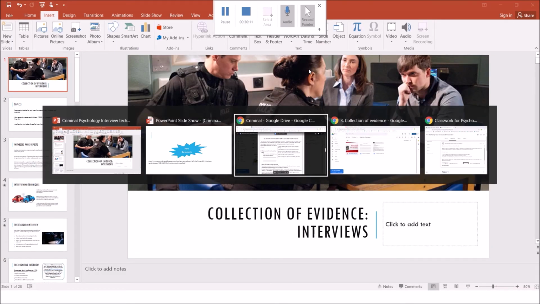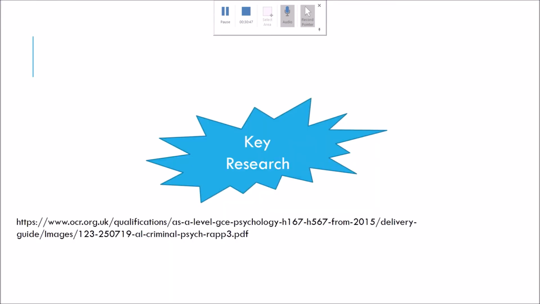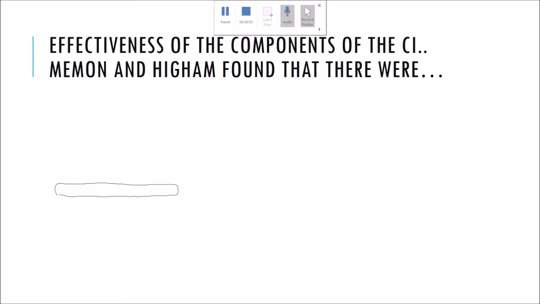So all of this is in your booklets. If you just scroll through your booklets, there may be things that you want to add, but read through in your booklets as I'm talking through each of these, and highlight, underline any key bits, etc. Okay, so as I say, this is a report or a review rather than a single piece of research that's done. They review around 4 key themes related to the use of the cognitive interview. There is a link there where you can access all the relevant details, but I'm just going to go through some of these things.